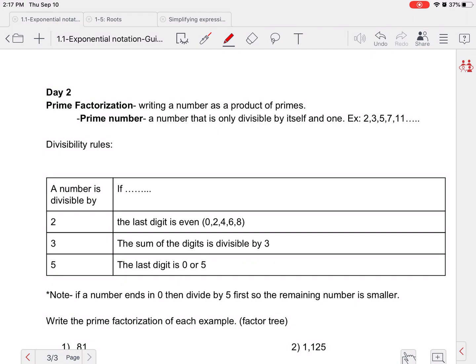And just a reminder, a prime number is a number that is only divisible by itself and 1. So some examples would be 2, 3, 5, 7, 11. Just because it's an odd number does not mean it is prime, okay?